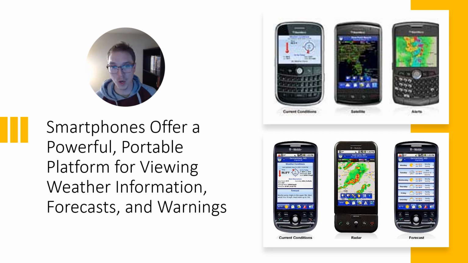So, smartphones offer a powerful portable platform for viewing weather information, forecasts, and warnings. Now, obviously, these phones look like they're somewhat out of the early 2000s, but that's okay. Lots of good examples of current conditions, radar, and forecasting on these phones. So we'll ignore the fact that one of these definitely looks like a BlackBerry and maybe a Razr, and maybe things that y'all don't understand or weren't aware of from a bygone era.